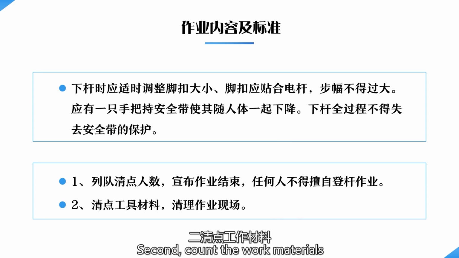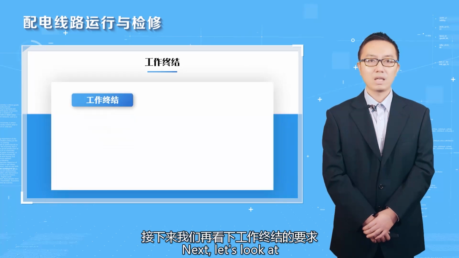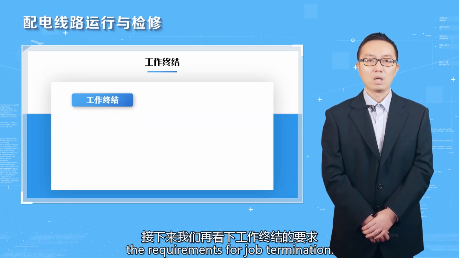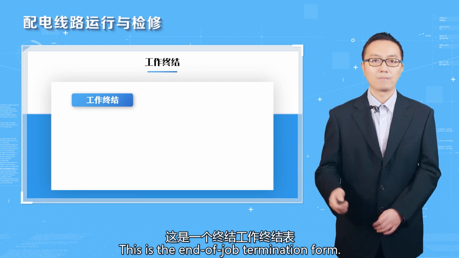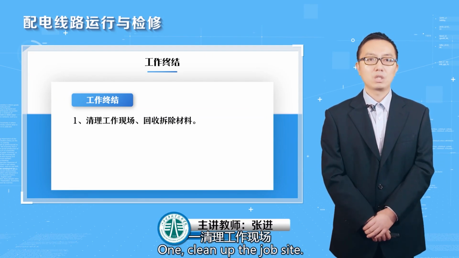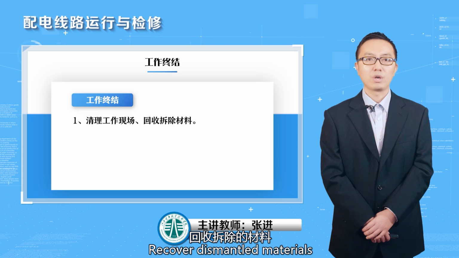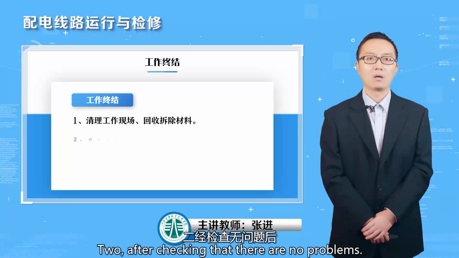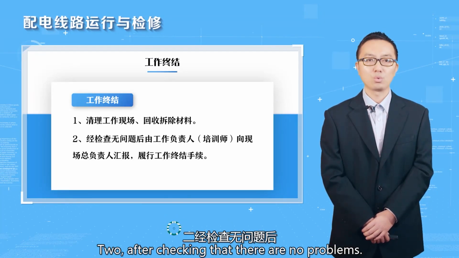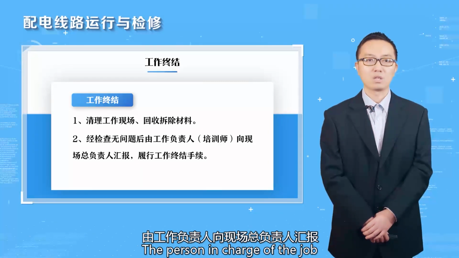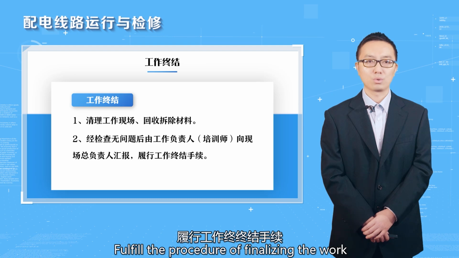2nd, count the work materials. Inventory of the work site. Next, let's look at the requirements for job termination. This is the end of job termination form. 1. Clean up the job site. Recover dismantled materials. 2. After checking that there are no problems, the person in charge of the job reports to the site manager. Fulfill the procedure of finalizing the work.